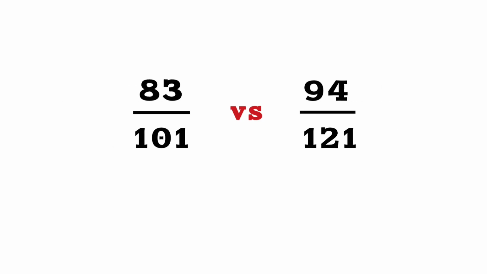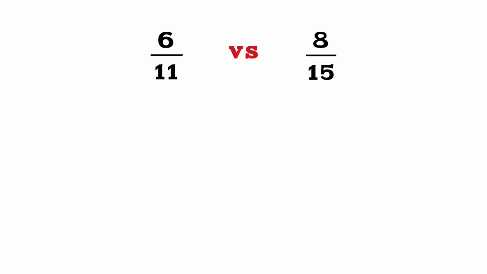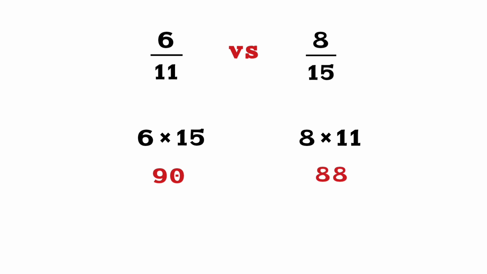Comparing fractions leads to a lot of confusion, but many times close observation does the work. Consider these two fractions. To tell which is higher, take the numerator of both fractions and multiply it with the opponent's denominator. On one side we have 6 into 15, 90, on the other 8 into 11, 88. Clearly 90 is greater than 88, therefore 6 by 11 is greater than 8 by 15. This method is the simplest way to compare fractions with small numbers.